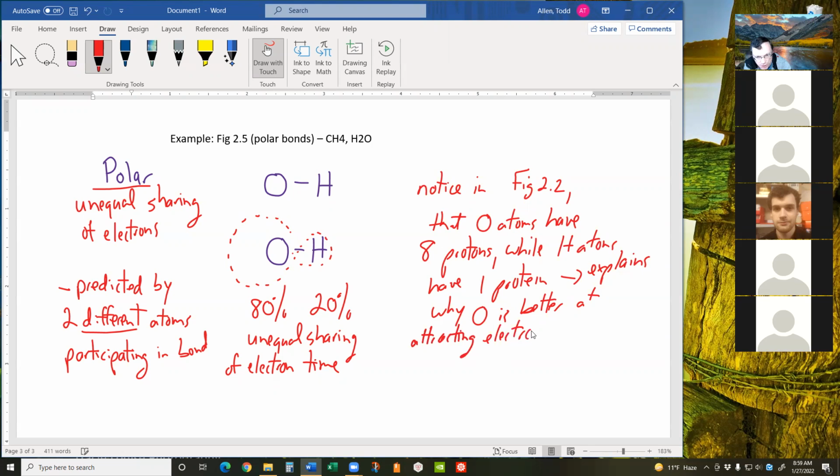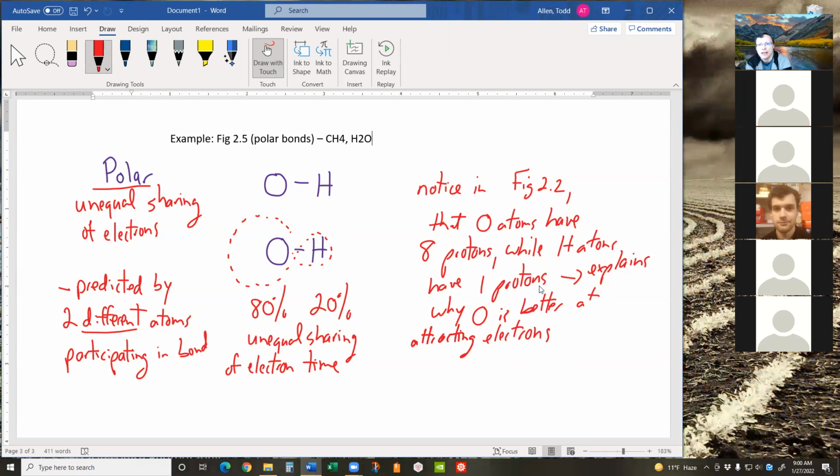Sorry for my sloppy writing here. I'll read this to you. So notice in figure 2.2 that oxygen atoms have 8 protons while hydrogen atoms have 1 proton. Oh my goodness. You can tell I'm a biologist because I wrote down protein, didn't I? Okay, so let me just correct this for you here. While hydrogen atoms have 1 proton, which explains why oxygen is better at attracting electrons, okay?